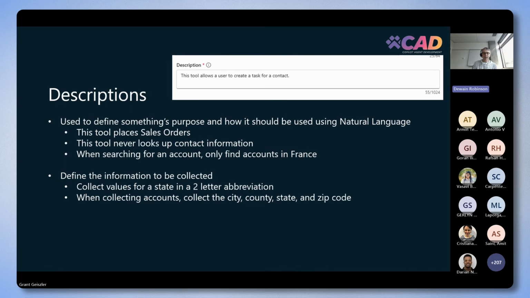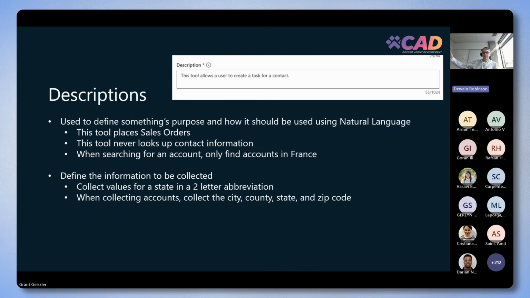So when we think about this, you can say, this tool places a sales order, or this tool looks up contact information, or when searching for an account, only find accounts in France, or things like this. And so what we're really getting down to is that a description is going to explain when that tool should be executed. Before, we were talking about how it should behave, how it should think. In this case, if you have your descriptions populated very well, then you'll find that you don't really need to include that in your instructions.